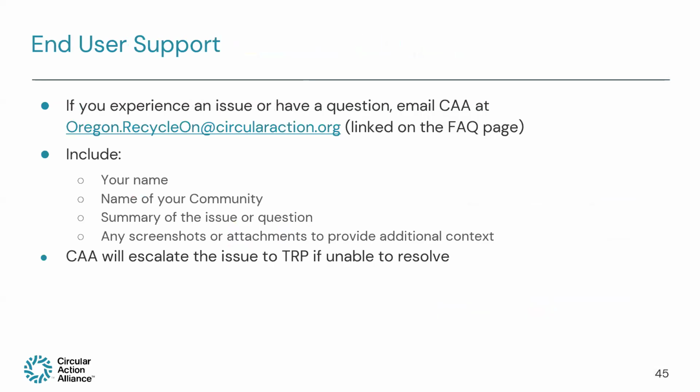If you need to contact support, please email oregon.recycleon@circularaction.org. And then Lydia will drop that email again in the chat for easy access. In your email, you'll want to include your name, the name of your community, a summary of the issue or question, any screenshots or attachments to provide additional context if needed. And CAA will escalate this issue to the partnership if unable to resolve.